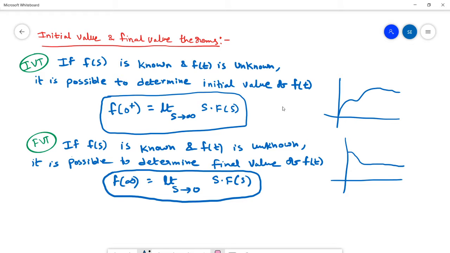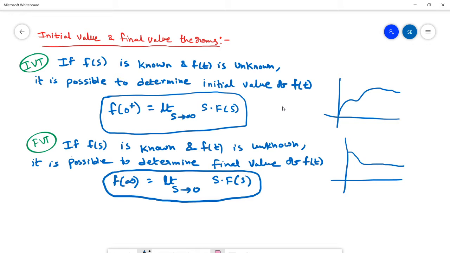If you have a pole at the origin, that determines the type of the system. If you have one pole at the origin, it is type 1; two poles, type 2; three poles, type 3, right? So the type is determined by the poles at the origin. We also derived the expressions for different inputs like step input, ramp and parabolic input for all the types of systems.